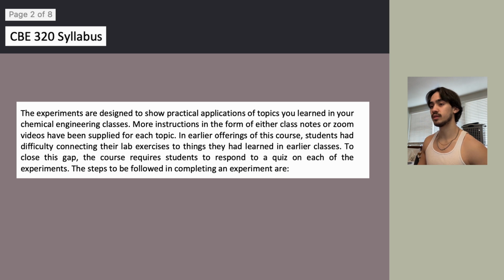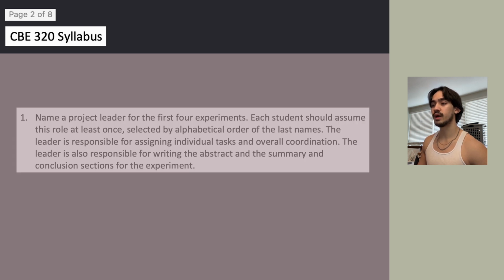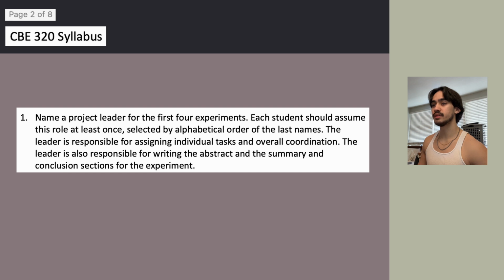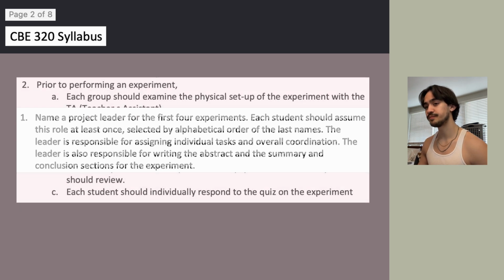The steps to be followed in completing an experiment are 1 through 9. 1. Name a project leader for the first 4 experiments. Each student should assume this role at least once, selected by alphabetical order of the last names. The leader is responsible for assigning individual tasks and overall coordination. The leader is also responsible for writing the abstract and the summary and conclusion sections for the experiment.